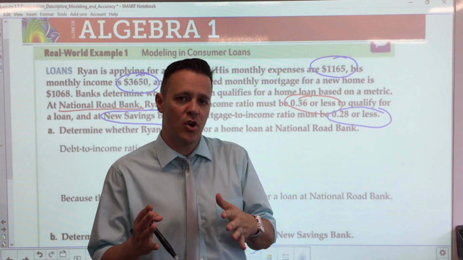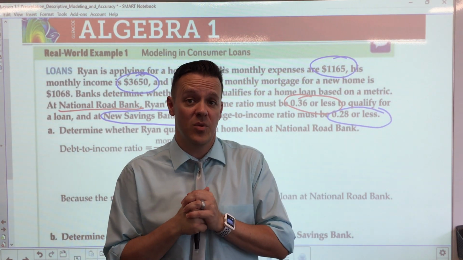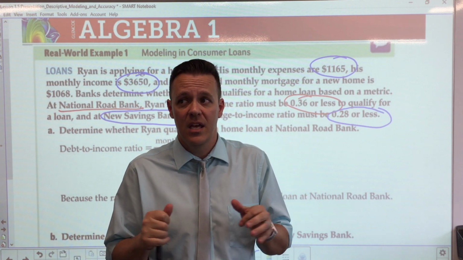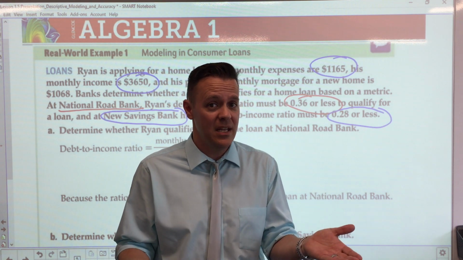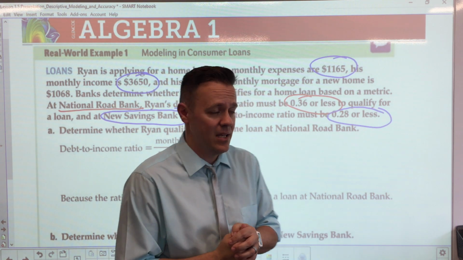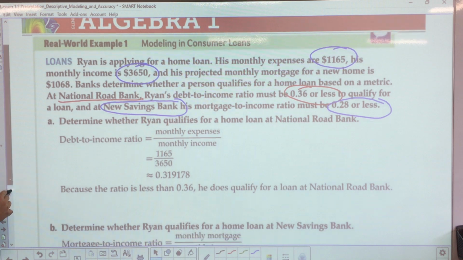What that means is when you're going into a bank, and this is a real world situation that happens all the time, a bank is not going to give you money if it doesn't look like you can pay it back. That's what this debt to income ratio is looking at.